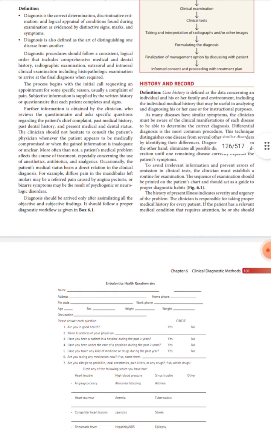The process begins with the initial call requesting an appointment for some specific reason, usually a complaint of pain. Subjective information is supplied by the written history questionnaire that each patient completes and signs. Further information is obtained by clinicians who review the questionnaire and ask specific questions regarding the patient's chief complaint, past medical history, past dental history, and present medical and dental status.